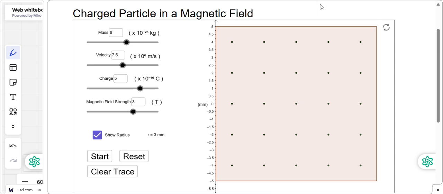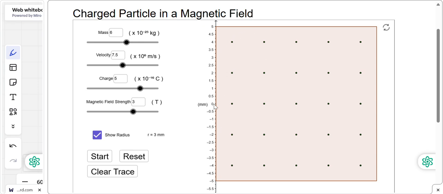Hello everyone. Today I have come up with a simulation of the path of a charged particle in a magnetic field. Here you can see a region of uniform magnetic field. This magnetic field is represented by these dots. These dots give the direction of the magnetic field. It means the magnetic field is perpendicular to the plane of the screen and coming towards us.